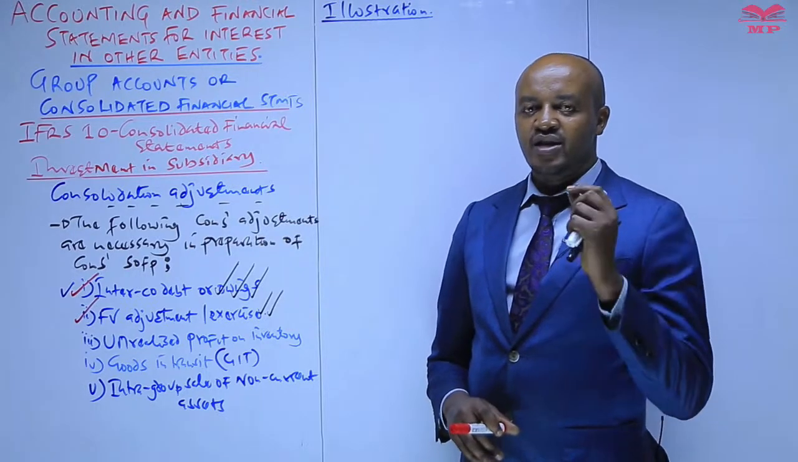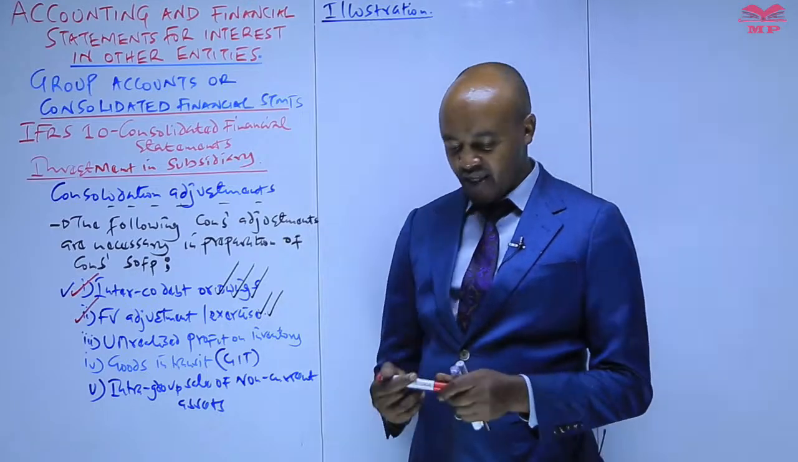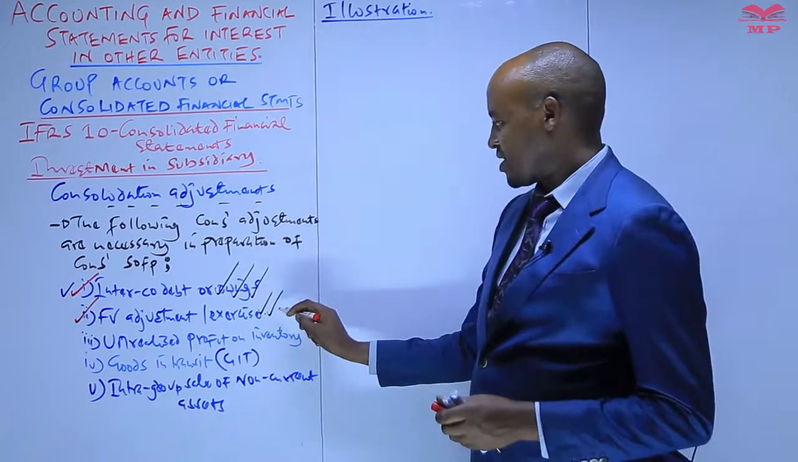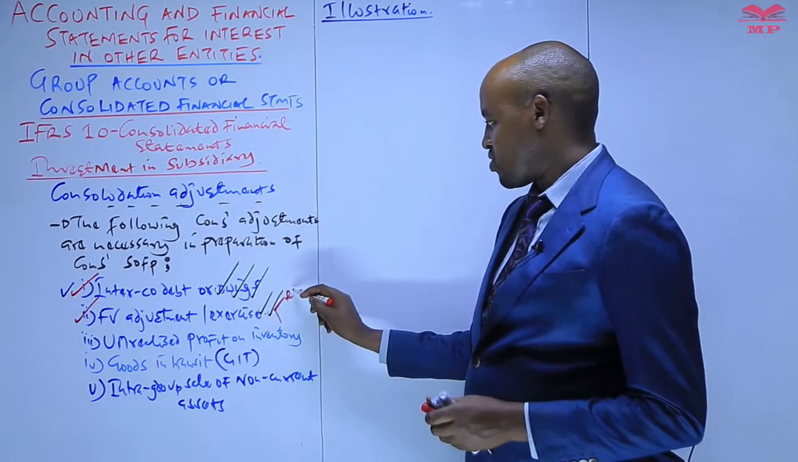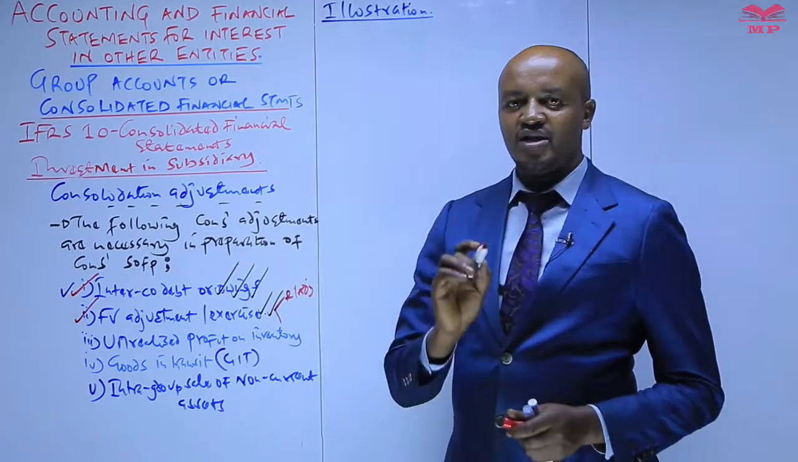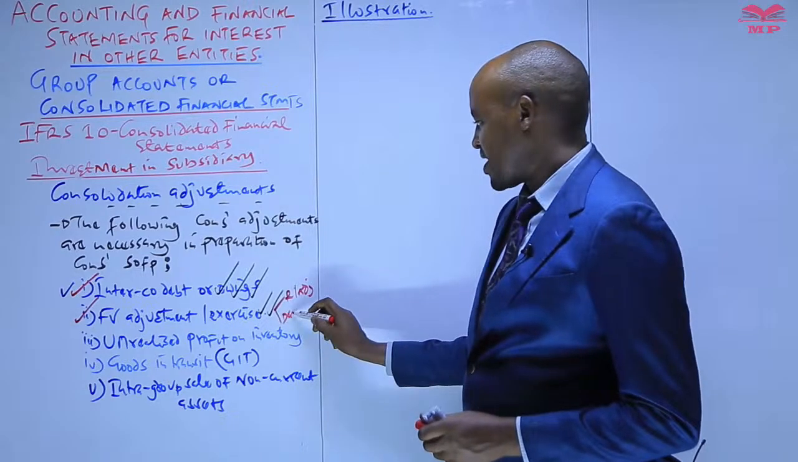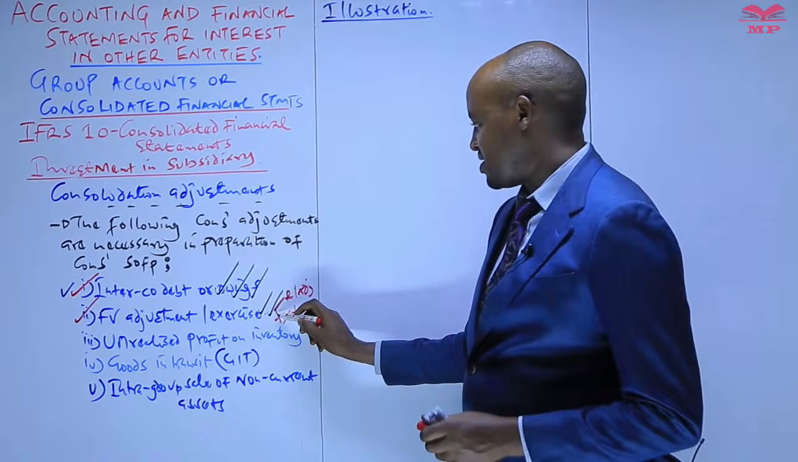As a result of that, in preparing the consolidated statement of financial position, we said that two adjustments are supposed to be made. The first one is called the revaluation adjustment, which is an adjustment relating to any revaluation gain or loss. And we also talked about the other adjustment, that is the depreciation adjustment.